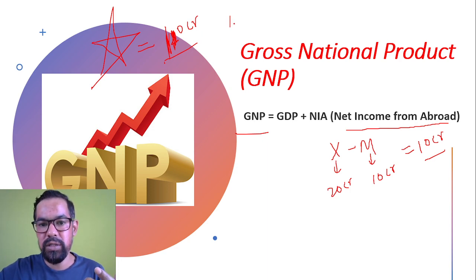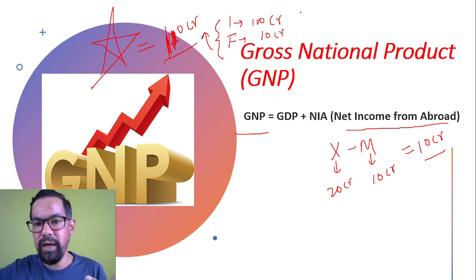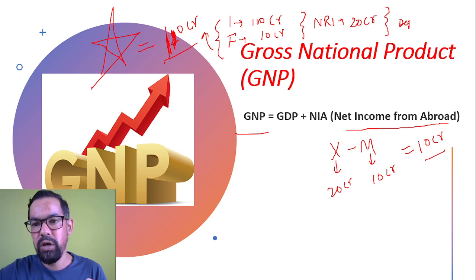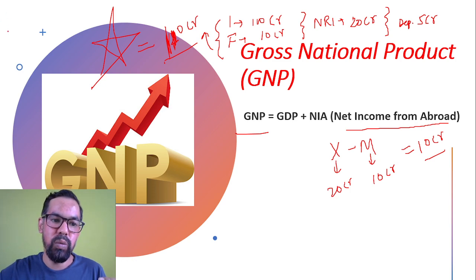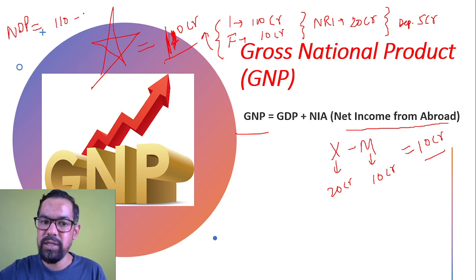So how did we calculate it? Indians in India contributed 100 crores. Foreigners in India contributed 10 crore rupees. So your GDP is 110 crore rupees. Indian NRIs, those who are living in foreign countries, suppose they earn 20 crore rupees, and depreciation was 5 crore rupees. So if you calculate NDP, what will be your outcome? Net domestic product will be GDP 110 crore minus depreciation, 5 crore. So your NDP will be 105 crore.